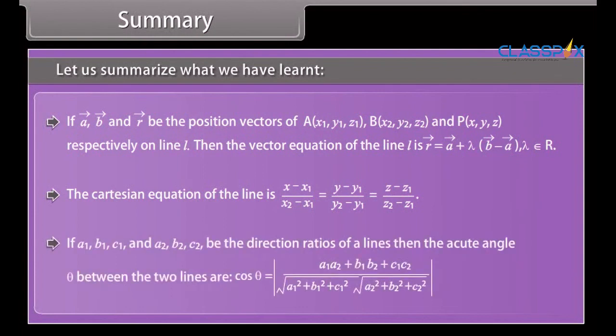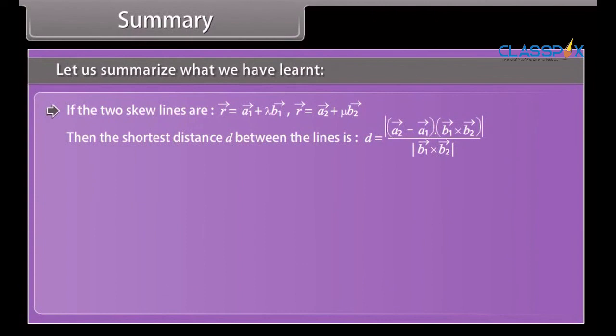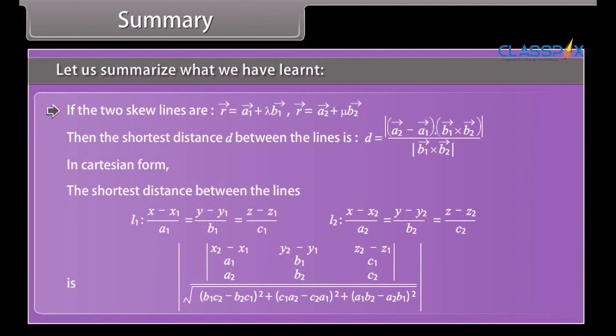If a1, b1, c1 and a2, b2, c2 are the direction ratios of two lines, then the acute angle theta between the two lines is given by the formula. If the two lines are skew lines, then the shortest distance d between the lines is given in Cartesian form by the formula.